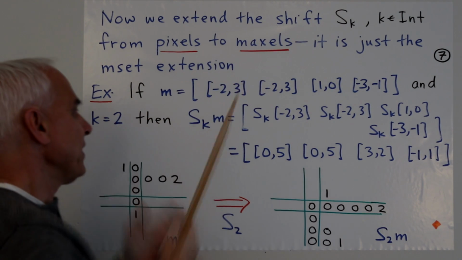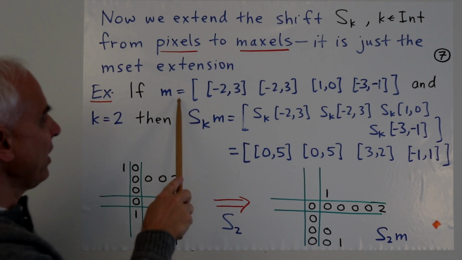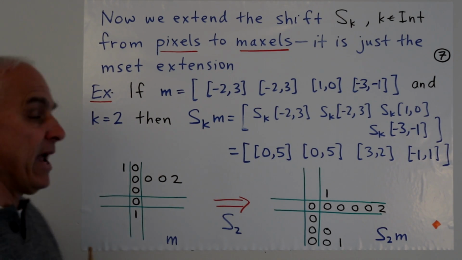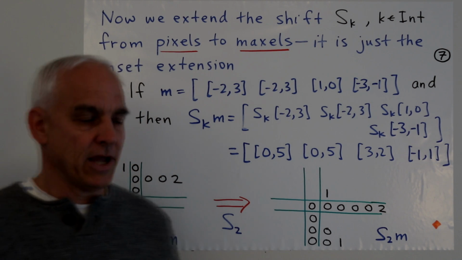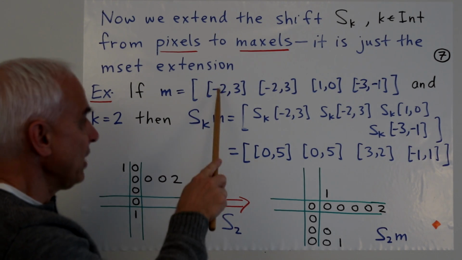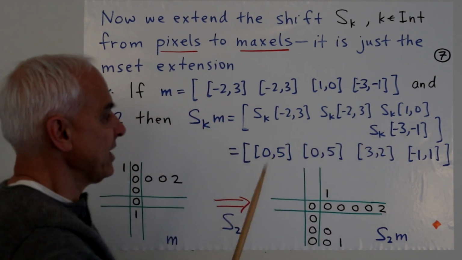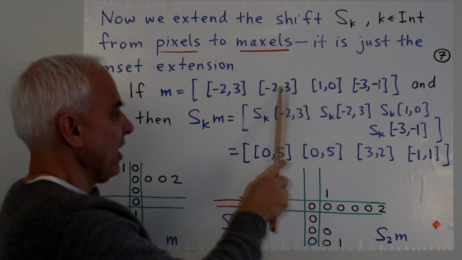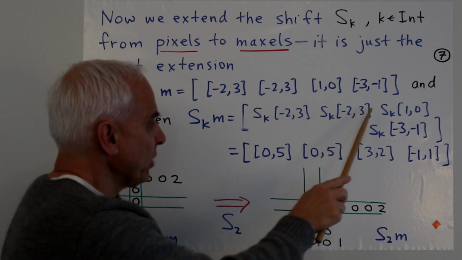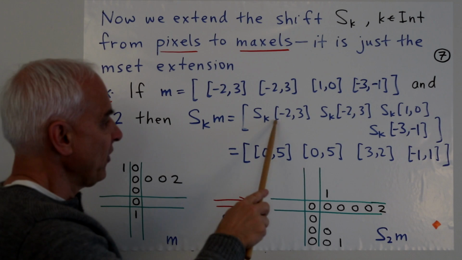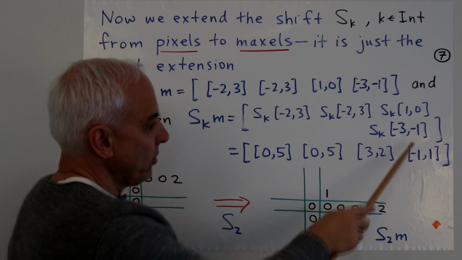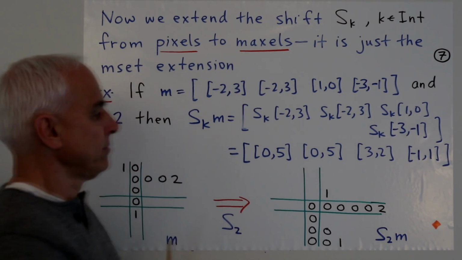Let me illustrate it by an example. So here is a maxel. It has a few pixels, 4 of them, and let's say that k equals 2. Then s sub k of the maxel, we're going to apply s sub k to each one of these pixels. So it's a new multiset with s sub k of this, then s sub k of this, s sub k of this, and s sub k of this. Each one of these individually, we're just shifting by 2. So if we shift this by 2, we get (0, 5), also (0, 5). Here we get (3, 2), and here I guess we get (minus 1, 1).